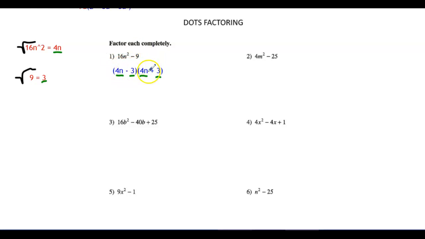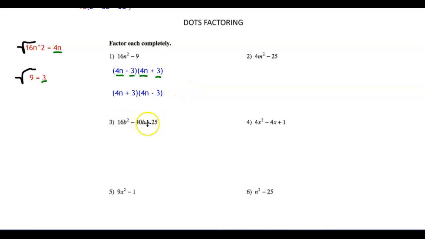You can rewrite these two terms, making 4n plus 3 in the front, looking like this. Notice that you could put the plus first and then the minus second. These are exactly equivalent expressions. They're both going to multiply together to 16n squared minus 9. So it's not necessary for you to write it in minus plus form. You can put it in plus minus form. It really does not matter.